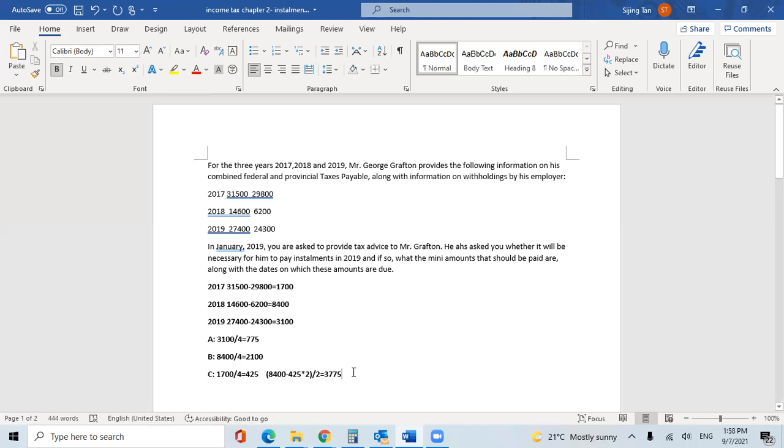So the first 2 quarters, you only need to pay 425 per quarter. The last 2 quarters, you need to pay $3,775 each. And the total you need to pay is $8,400. So that's alternative number 3.